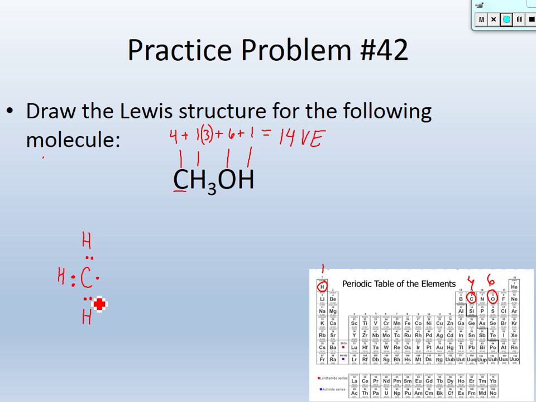So there's my 3 hydrogen. Now they wrote the formula for this molecule like this. The oxygen is connected to the carbon here. So I'm going to draw the oxygen here, and it's got 6 valence electrons. So let's draw 6 dots. 1, 2, 3, 4, 5, and 6.